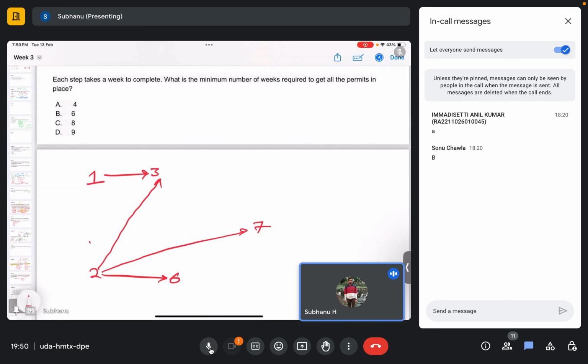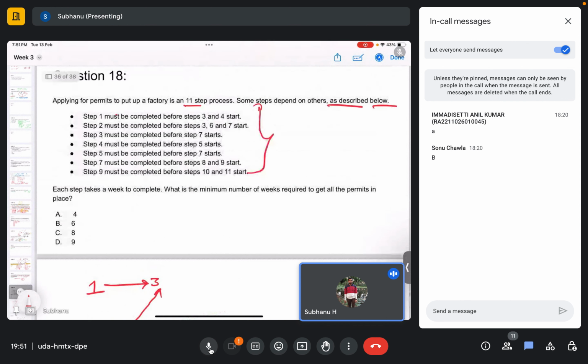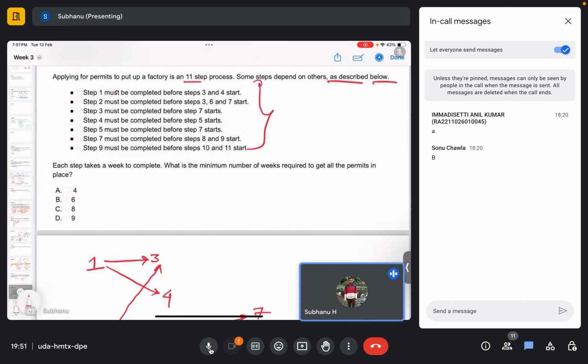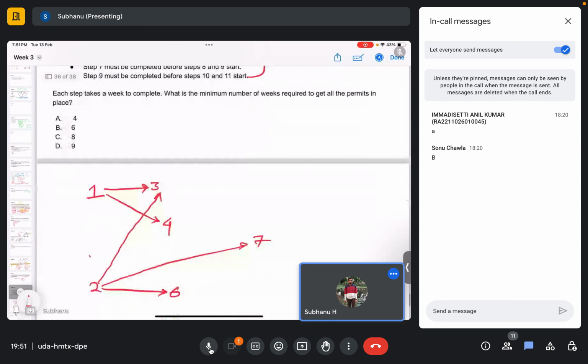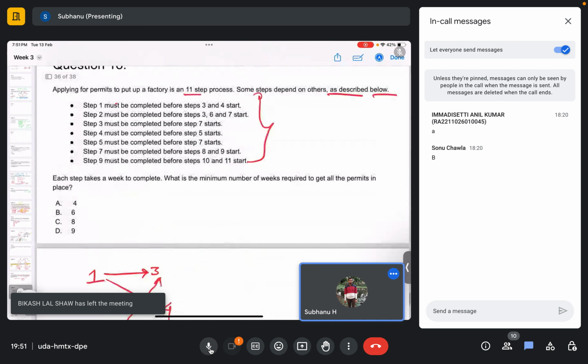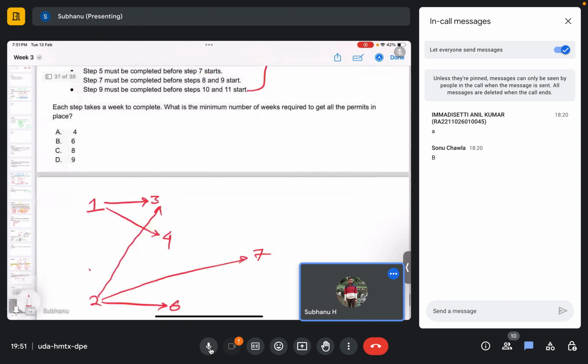So am I right? Step 1 must be complete before step 3 and also step 4. Step 2 must complete before 3, 6 and 7. Step 3 must be completed before step 7 starts. So this is step 7. So there is a relationship.